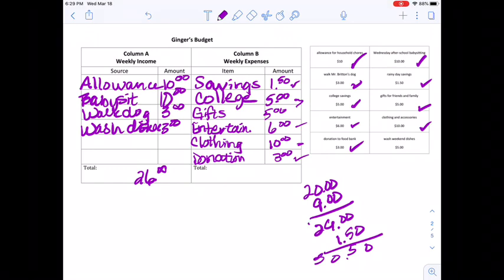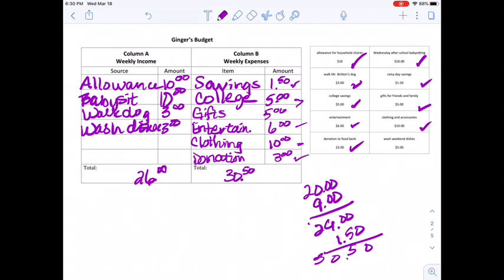So here's a problem for Ginger. Her income is $26, but her expenses are $30.50. Is her budget balanced? Her budget is not balanced because her income and her expenses are not equal. But there's a bigger problem here. Can Ginger spend $30.50 if all Ginger has is $26? If I have $26, I can't spend $30.50.